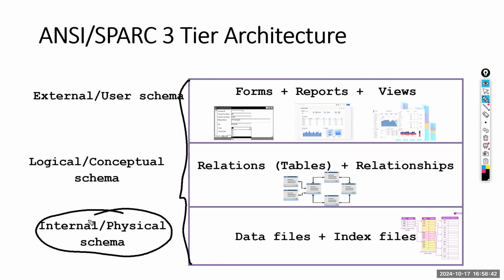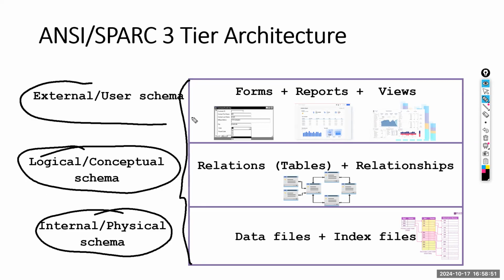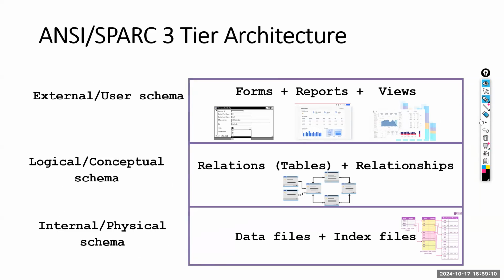Internal level, physical layer or schema. Logical level, conceptual layer. External level, user layer or end user layer. Okay. From down below: internal level, physical layer; logical level, conceptual layer; external level, user layer. So basically, these are 3 views of the same database.